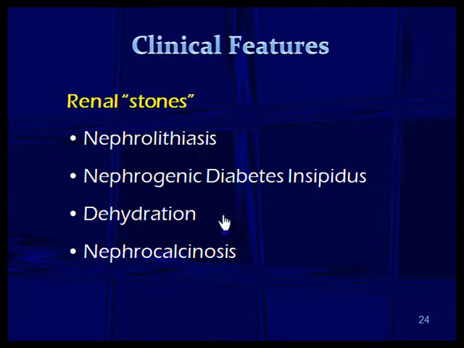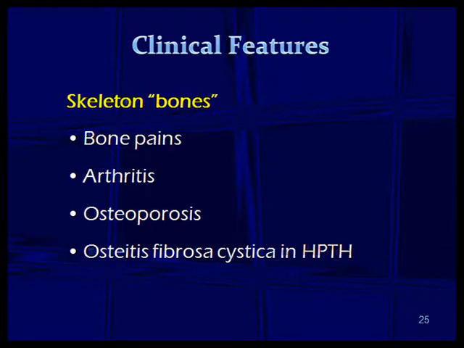And of course, the excess of calcium in the blood and consequent calciuria, consequent loss of water and sodium produces dehydration and features of dehydration and thirst. So, the renal effects are nephrolithiasis, nephrogenic diabetes insipidus, dehydration, and nephrocalcinosis.